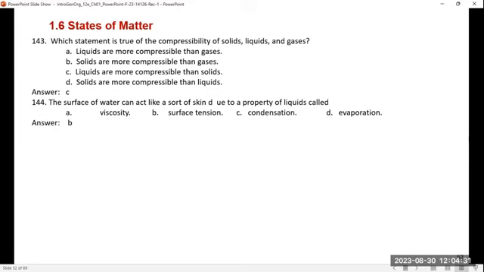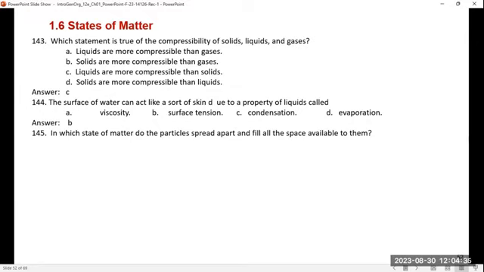In which state of matter are the particles separated from each other and fill all the space available to them? What do you think the answer is? The answer is, I'm checking.